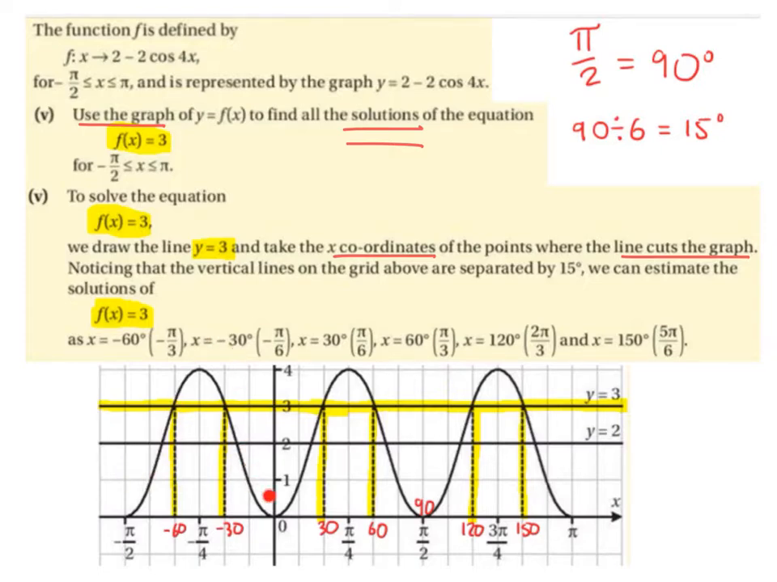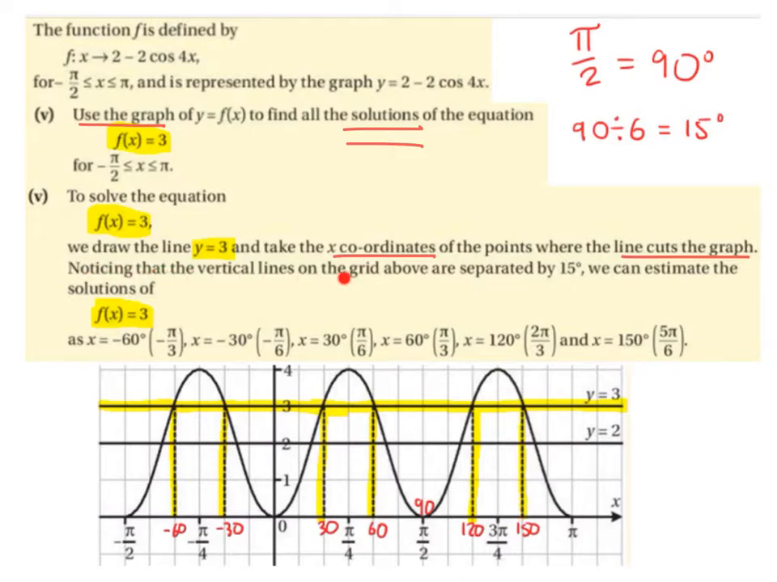So here we have the graph f of x, and here we have the line y equals 3. Notice that the line y equals 2 is drawn in as well, that's the midway line. So this is the line y equals 3. So what we do is we drop perpendiculars at all the points of intersection.